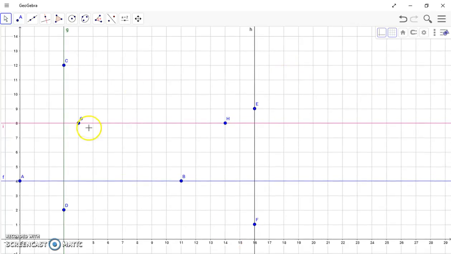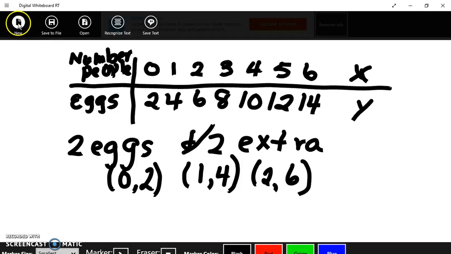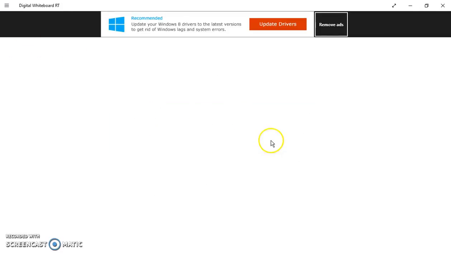So if we look at this pink line, let's start with this. If I were to write out the coordinates for G, I would write them out as my x value being 4 and my y value being 8. Okay, so I'm going to write that down over here on my little whiteboard once I clear it off. And so I have my first coordinate of 4, 8, right?